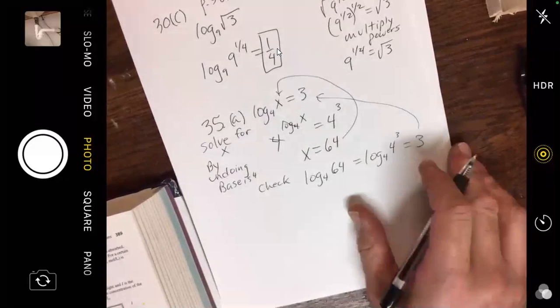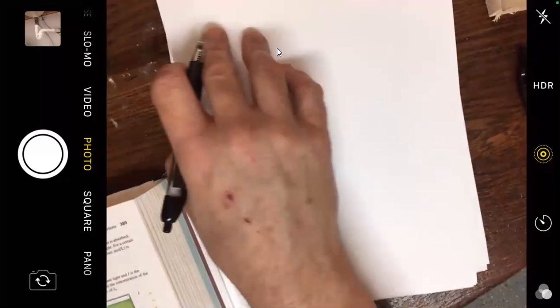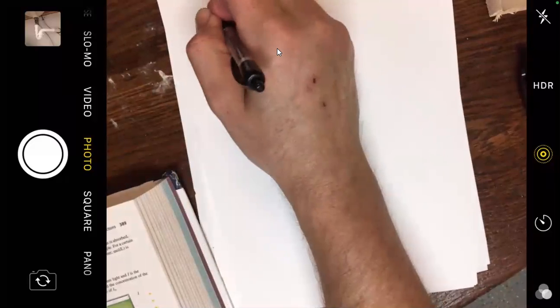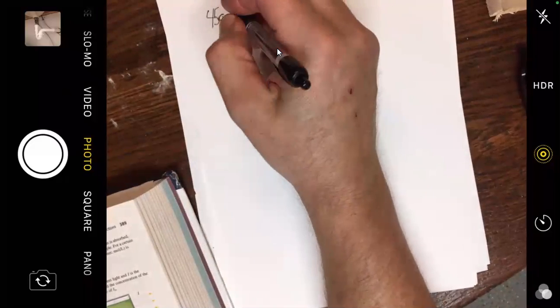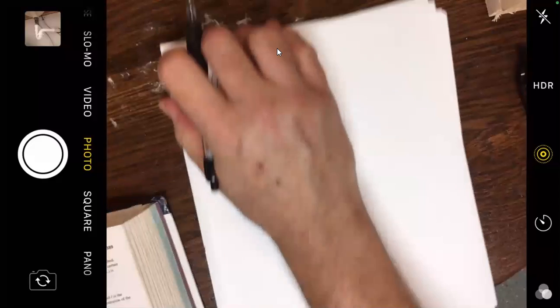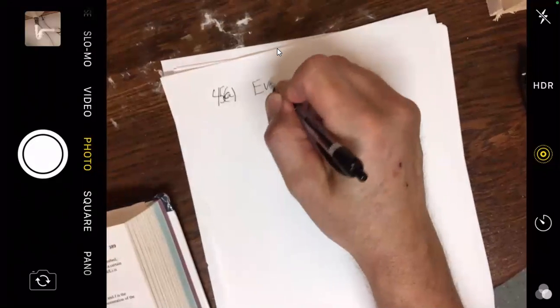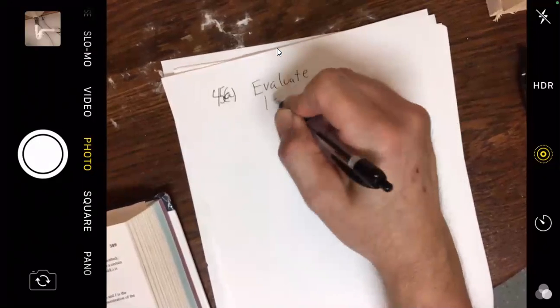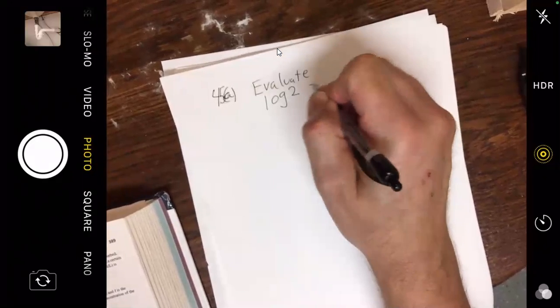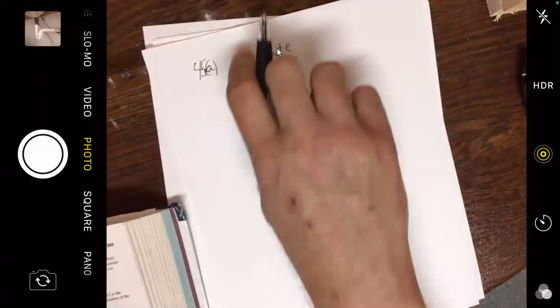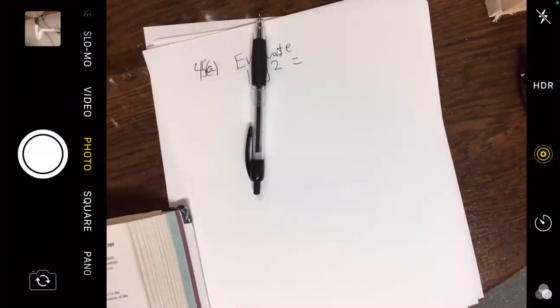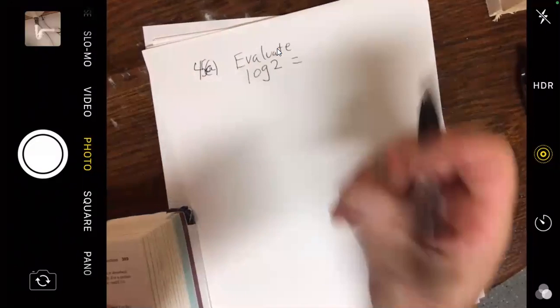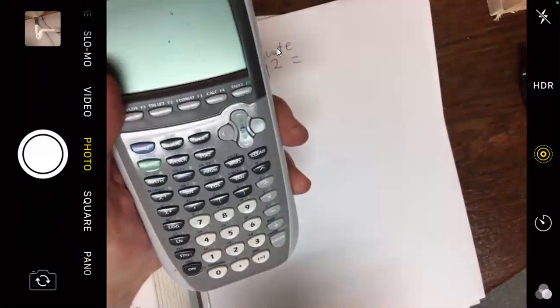Then down by 45, use a calculator. Evaluate log of 2. My apologies. So, this is not hard. And they want 4 places.